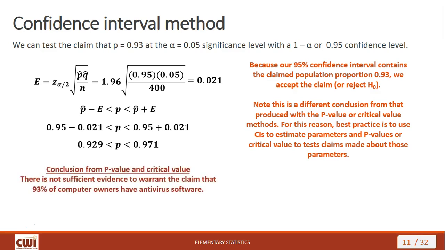So, from here we would conclude there is not sufficient evidence to warrant the claim that 93% of computer owners have antivirus software. This is based on the p-value and critical value methods, not on the confidence interval. Again, best practice is to use the confidence interval to estimate the parameter, but then test a claim about the parameter with either the p-value or the critical value method of hypothesis testing.